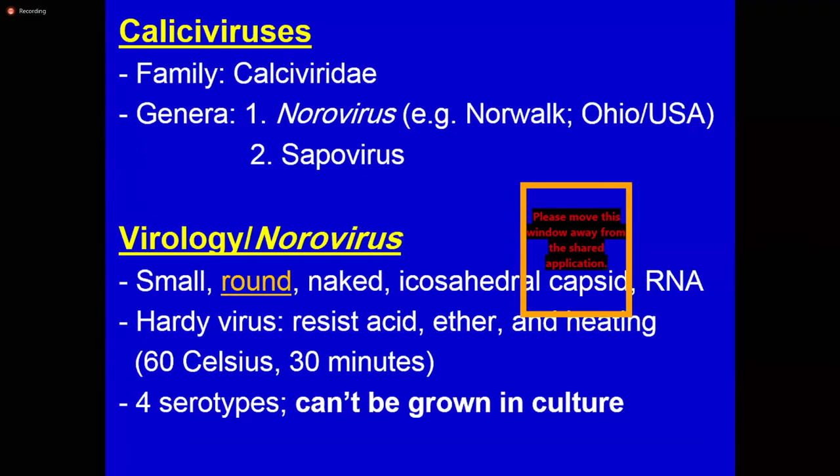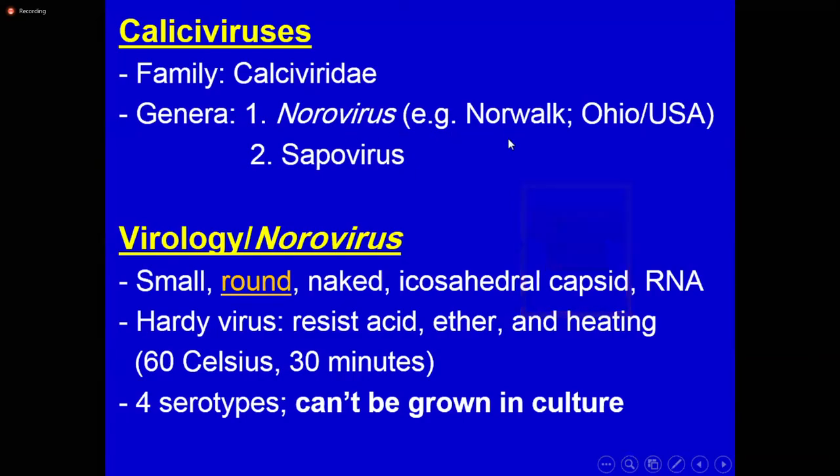We come to the Calicivirus, Caliciviridae. The genus Norovirus. Sometimes we call it Norwalk. Norwalk is a city in Ohio in the USA, so the virus is sometimes called Norwalk, which is Noro. The other genus is Sapovirus. We are not going to talk about Sapovirus, just Norovirus, Norwalk.